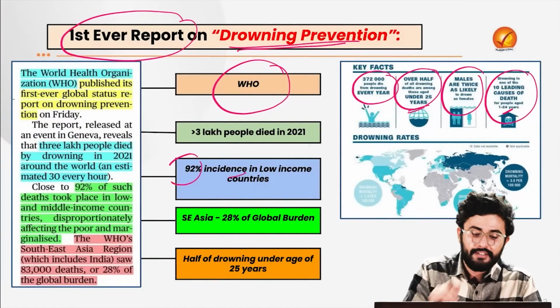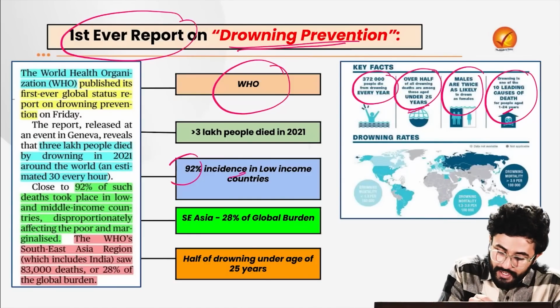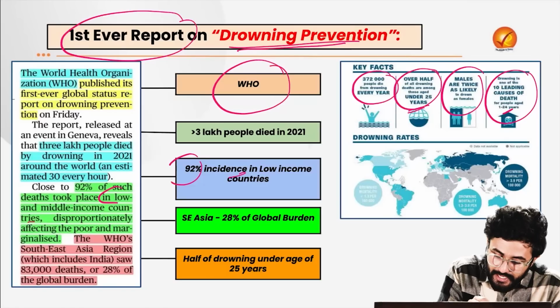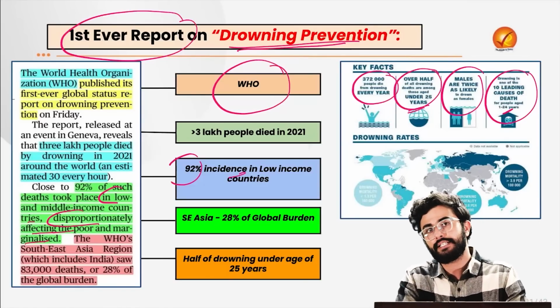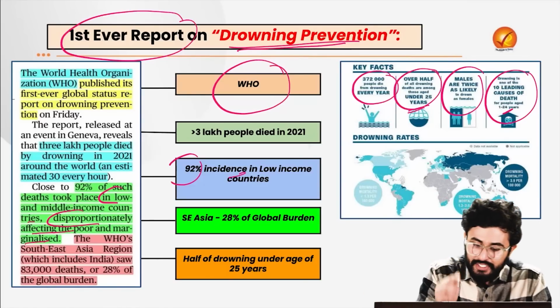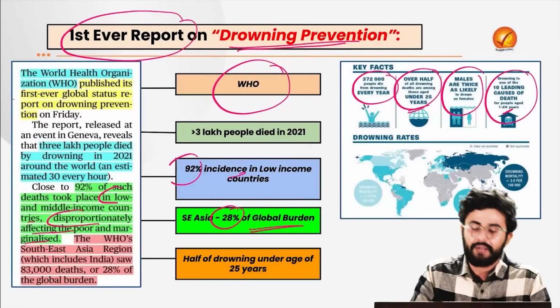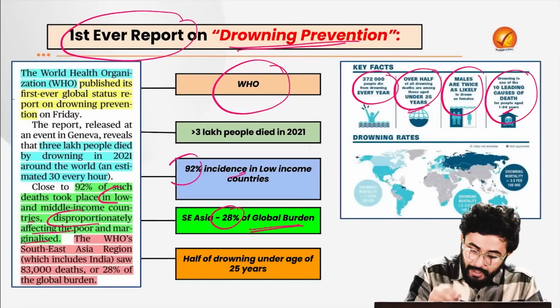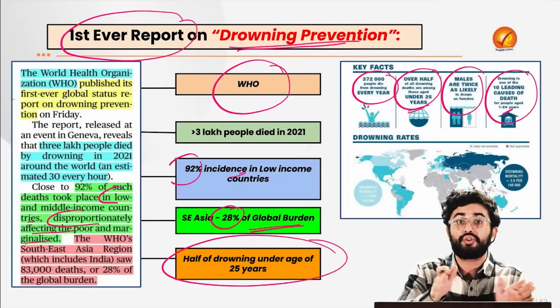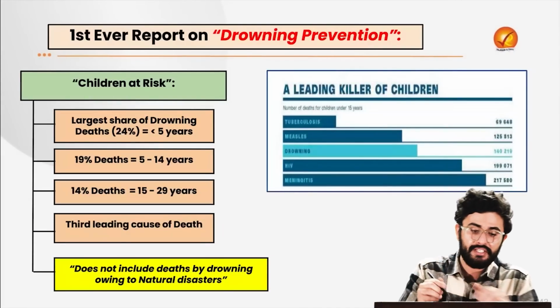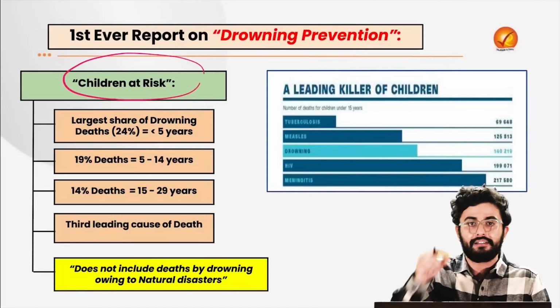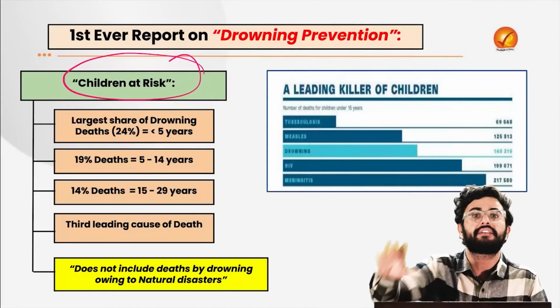92% of these incidents are taking place in which countries? In the low income countries, disproportionately affecting the poor and the marginalized. If we look at Southeast Asia, it shares 28% of the global burden. And remember, half of the drowning is under the age of 25 years. The report suggests that children are at the most risk there.